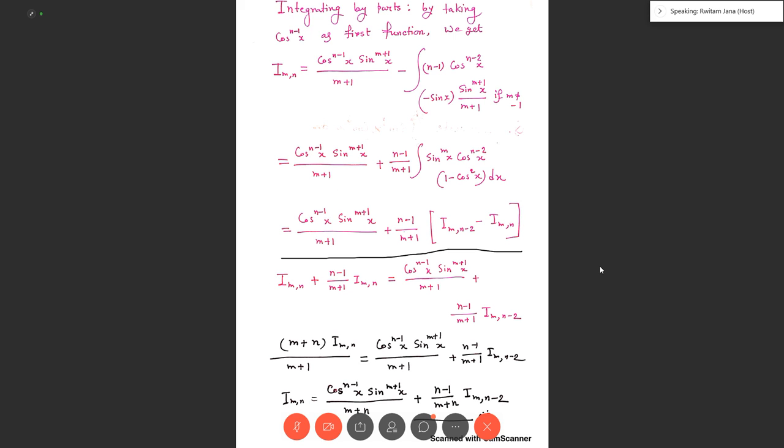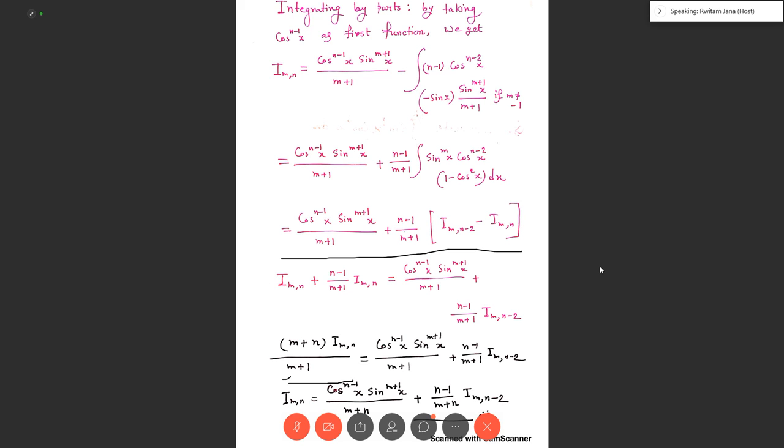Now by some tricky algebraic manipulation you will get this part. Take all the Imn part to the left hand side, and ultimately it will give you (m plus n) Imn divided by m plus 1, equals cos to the power n minus 1x into sine to the power m plus 1x divided by m plus 1, plus n minus 1 divided by m plus 1 into I suffix m comma n minus 2.